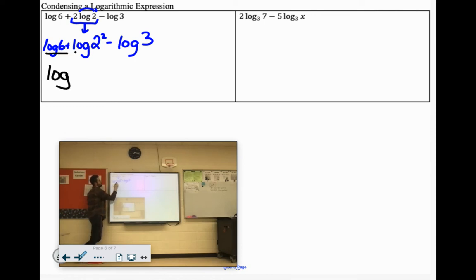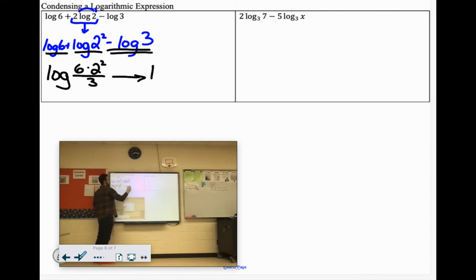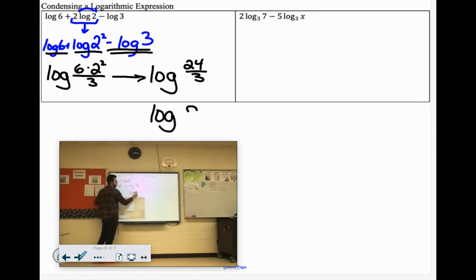So here we have addition, which means that when we condense it together, we're going to be multiplying. So that's 6 times 2 squared. And then here we have subtraction, which means when we condense it, it's going to be divided. So we just have to simplify this stuff. So 6 times 2 squared. 2 squared is 4. 6 times 4 is 24. And 24 over 3 would be 8. So we just have log 8.